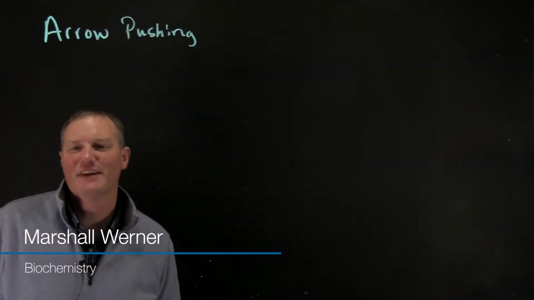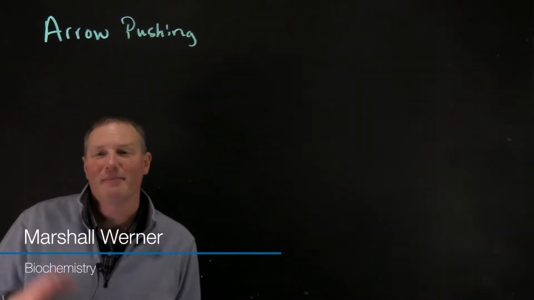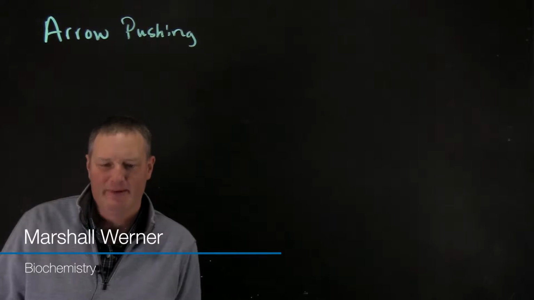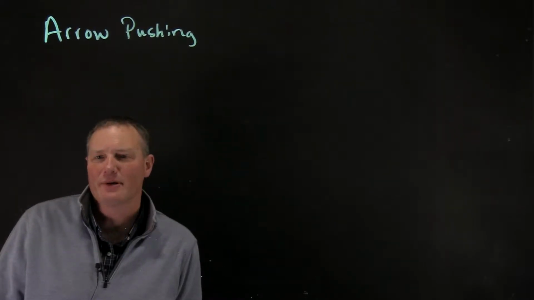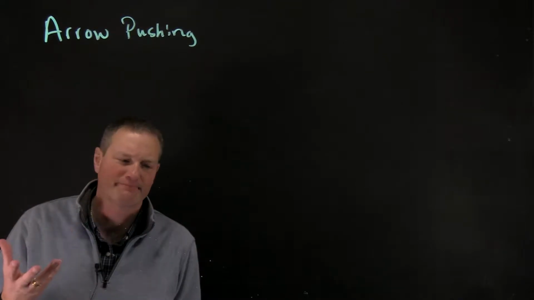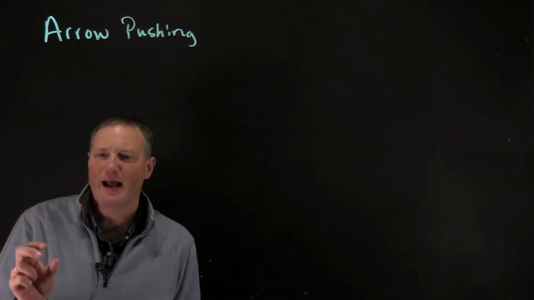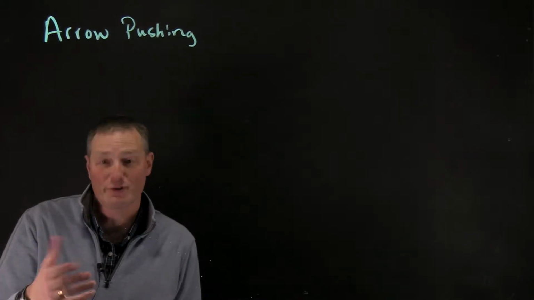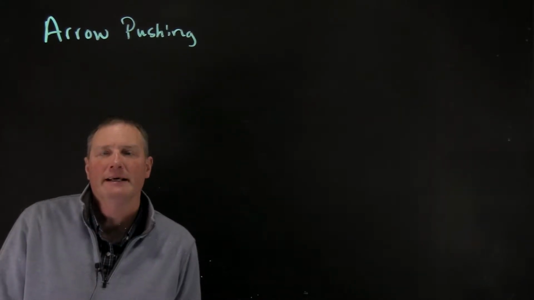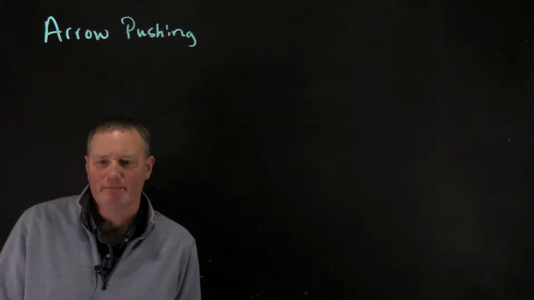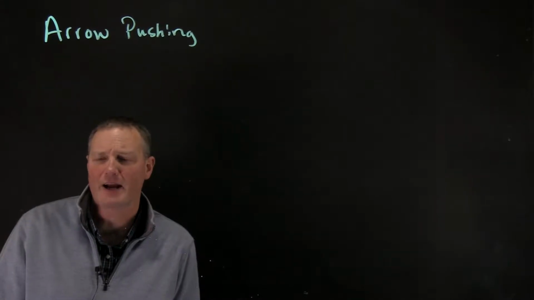Hi guys, in this video we're going to talk about the general topic of what's called arrow pushing. Now in organic chemistry, arrow pushing is an important way to visualize reactions. Essentially it's a way to keep track of the movement of electrons in a reaction. There are some basic rules I just want to lay out in terms of arrow pushing that I think will help when you're seeing how reactions work.